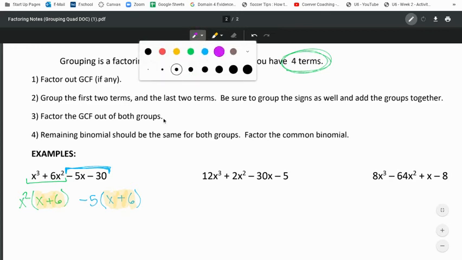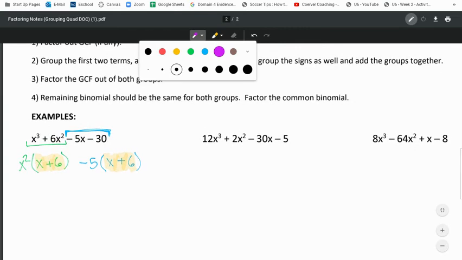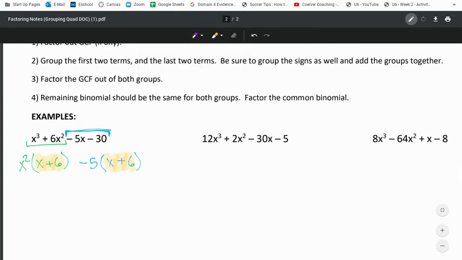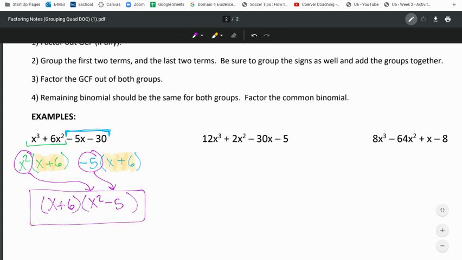Okay, and then this is how we finish with our final step. We take that factor that is the exact same, and we write it one time. I just took that factor and rewrote it once. And then I'm going to have a second factor with the 2 GCFs in there. So x squared goes there, and -5 goes there. And that is my final answer. That's how I factor by grouping.